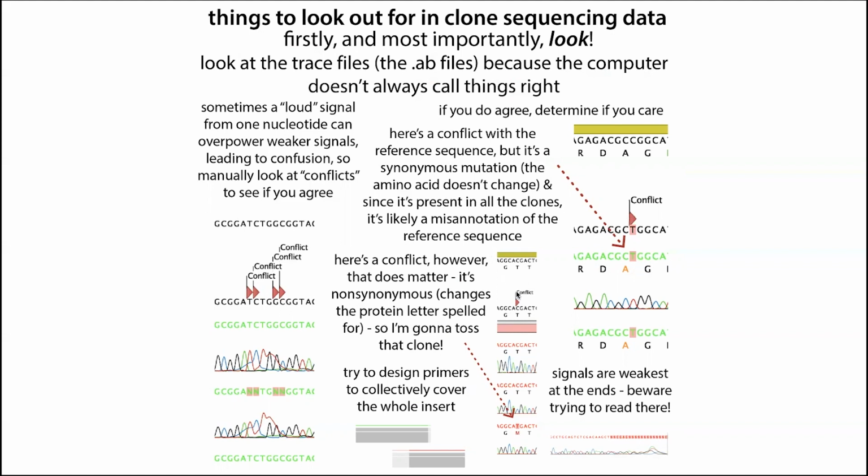And sometimes you'll get mutations that really matter for both cases, that are non-synonymous. So they change the protein letter that's spelled for. And so these are clones that you definitely want to get rid of, as long as that signal is reliable, however. And if you have a signal that's unreliable, well, then that's a different story. It might still be okay. And why might it be unreliable?